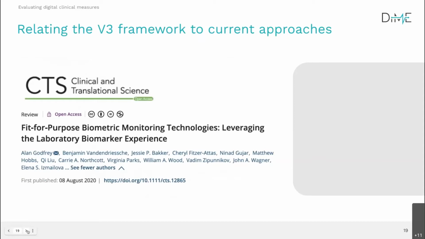For example, one of the working groups within DiMe's research committee, led by Elena Ismailova from Connexa, has published a really terrific piece on the similarities and differences between the V3 process for establishing fit for purpose for digital clinical measures and the way that we have developed and built trust in lab biomarkers. And so for folks with a background in the wet lab and in wet biomarkers, I really encourage you to read this manuscript to understand how all of your expertise can be pulled forward into the digital era.